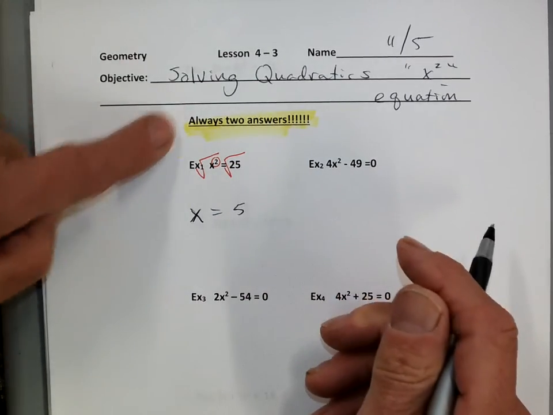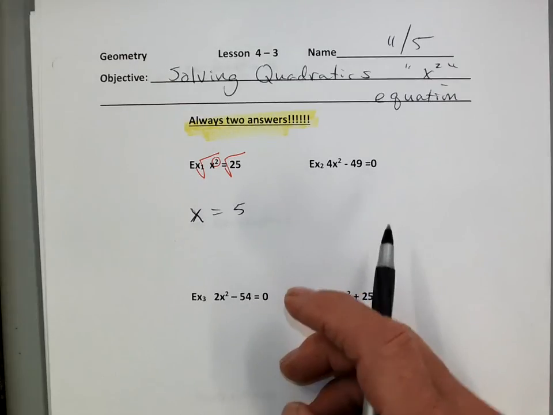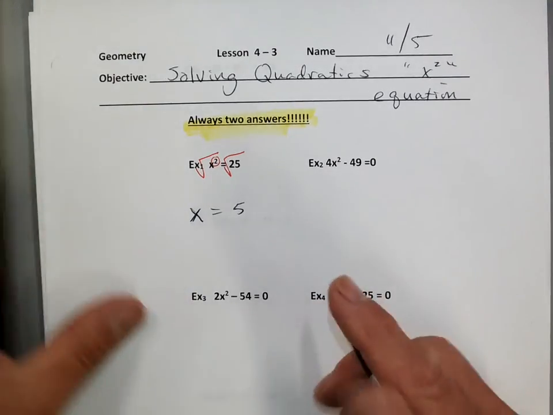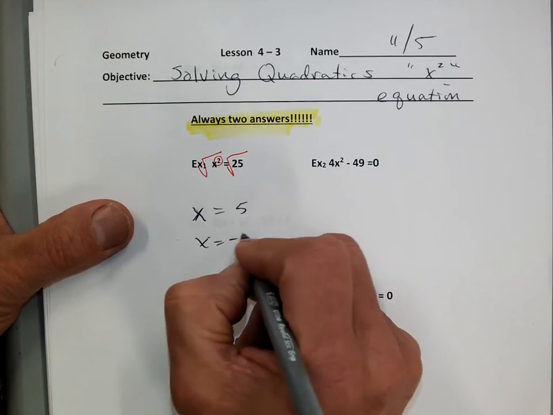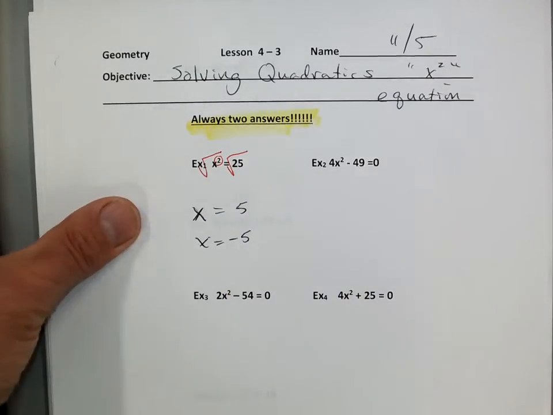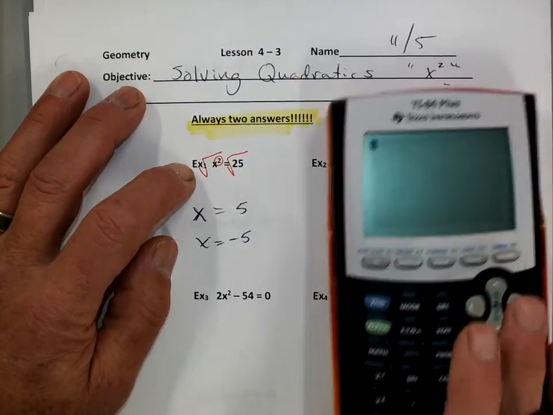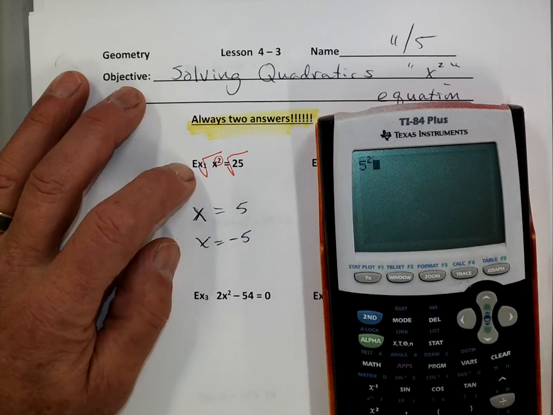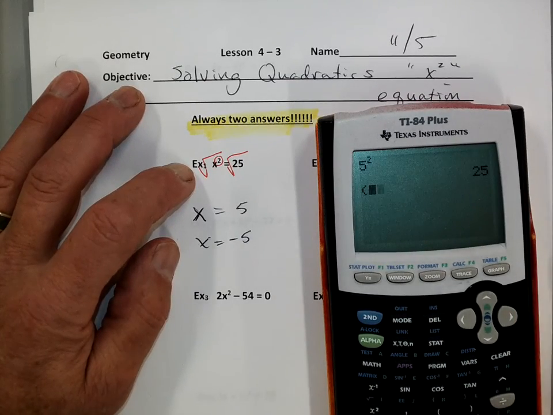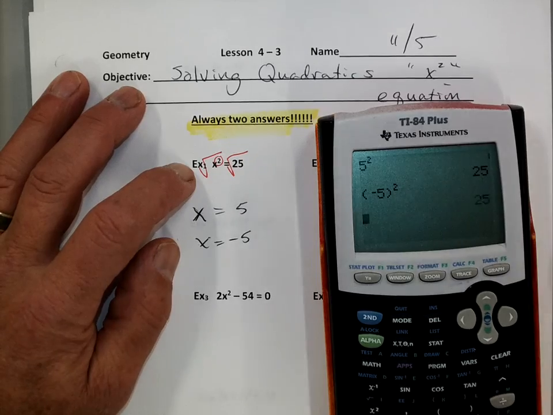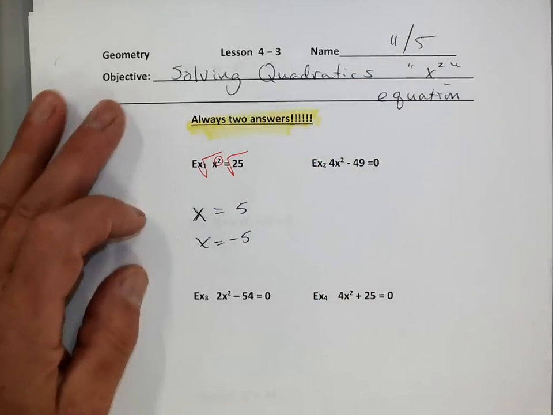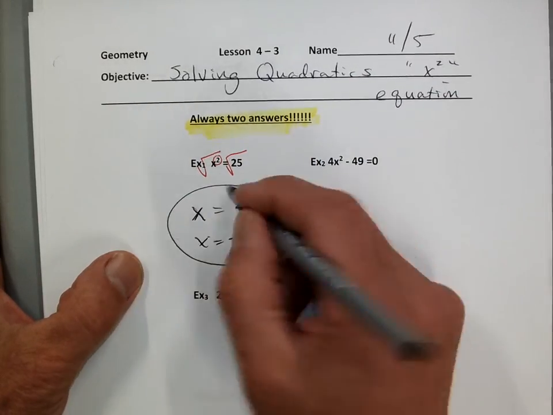But if we need two answers, we got to think this through. So if I have a negative 5, that will also work. And of course, if we plug that in, you can see that both answers work. You can go straight to 5 squared, well, that's 25, but you can also go negative 5 squared, and that also equals 25. So you get both answers. So we get x equals 5 and negative 5.